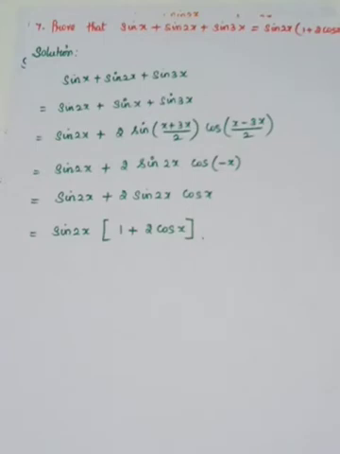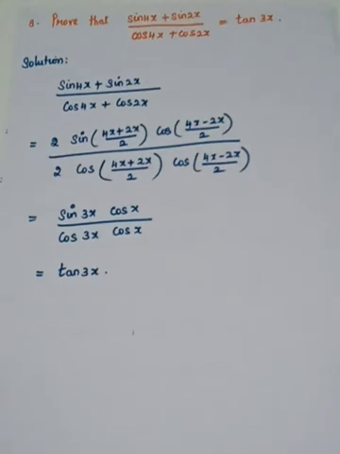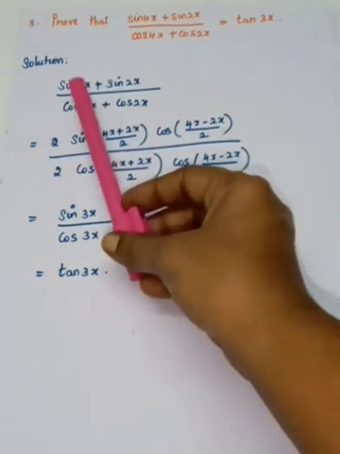So we have proved the result what is asked. Okay, coming to problem number 8. Prove that (sin 4x plus sin 2x) divided by (cos 4x plus cos 2x) is equal to tan 3x. Okay, see the numerator.